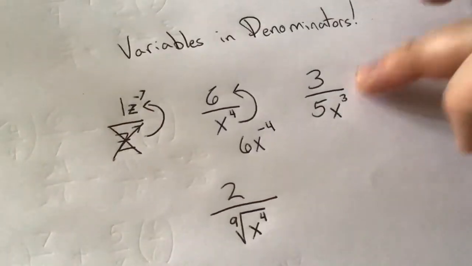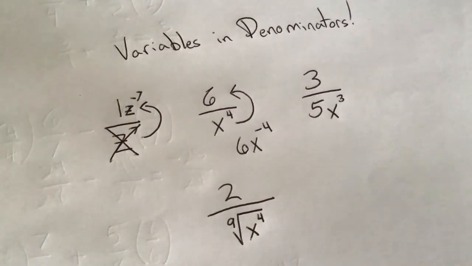So now let's take a look at this one. This is the kind of problem where you may have some questions. Because you start thinking, okay, I need to move that x to the 3rd. I'm going to move it to the top, it's going to become negative. But what happens with this 5? Does that 5 move with it? And the answer to that is that unfortunately it does not. That 5 stays where it is.